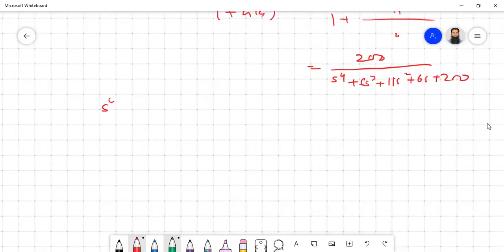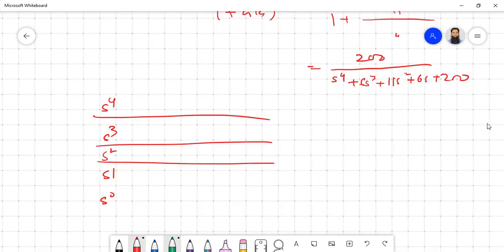So s to the power 4, s cubed, s squared, s to the power 1, s to the power 0. Now fill up the table. So basically 1, 6, 11, 6, 200. 6 can be divided, the common factor is there. So okay. Now 11 minus 1 is 10 divided by 1. So basically here. Then 200, because 0 here, so 200 becoming here.